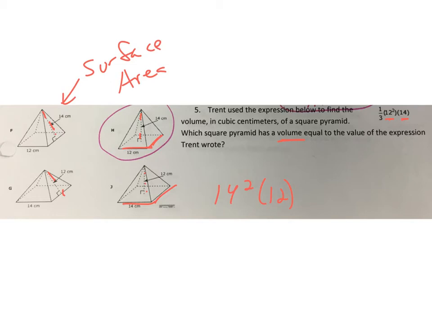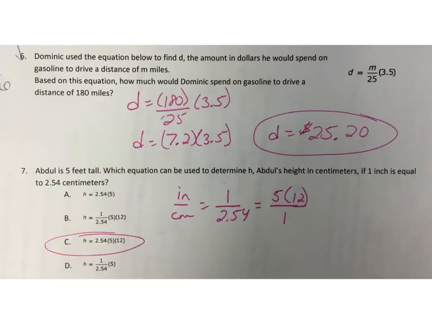So it is backwards. All right, so this, they want 180 miles. So where the M is, you're putting 180, and it will look like this. You first divide 180 divided by 25, and you get 7.2, and then you multiply it by 3.5. So that's 72 times 35, and don't forget to move your decimal over twice at the end, and you get $25.20.